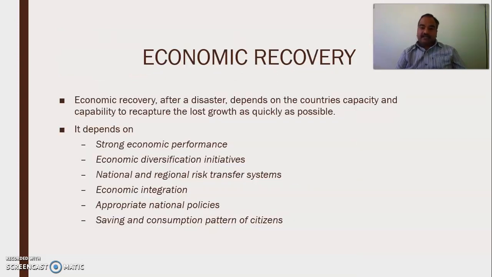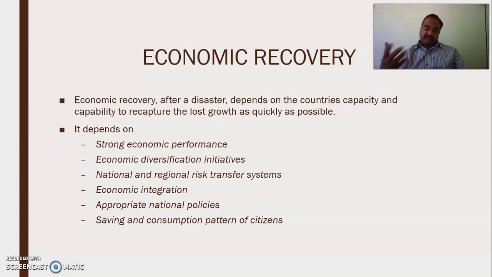Now, how do we get an economic recovery? This is the most important thing being looked at in the recent past, in the case of COVID-19 also: how to quickly recover our economies. As we can see in the first point itself, economic recovery after a disaster depends upon the country's capacity and capability to recapture the lost growth as quickly as possible. Whatever growth you have lost during the time of your disaster, how much capacity, how much energy and capability do you have to recover it? This plays an important role in the economic recovery of any unit or a country.